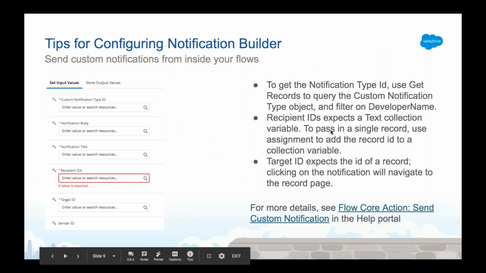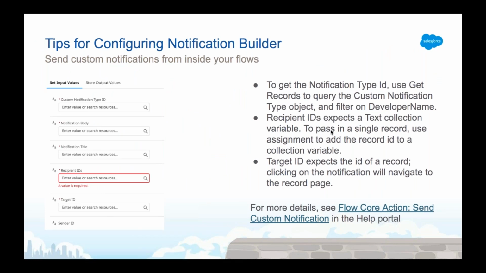The help docs for this, I know it wasn't super clear in the release notes, but the help docs for this are now available. If you look up Flow Core Action Send Custom Notification in the help portal, you will find it.